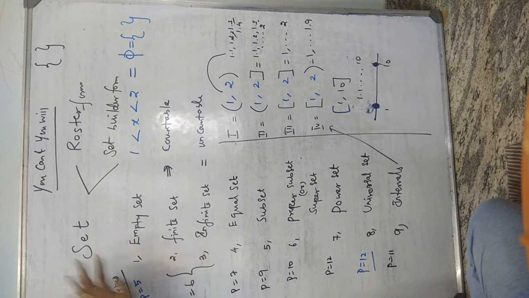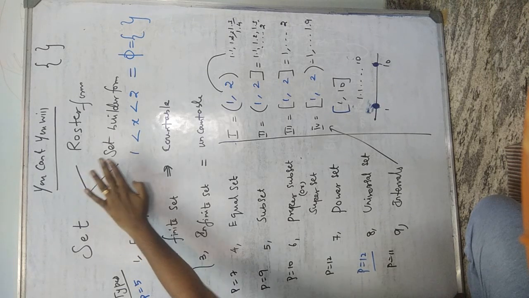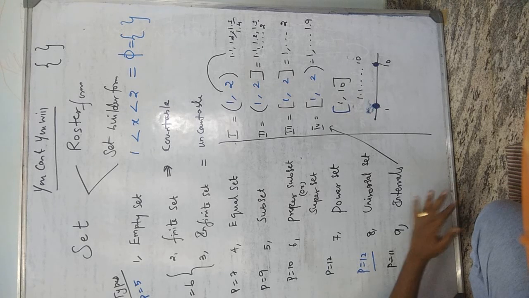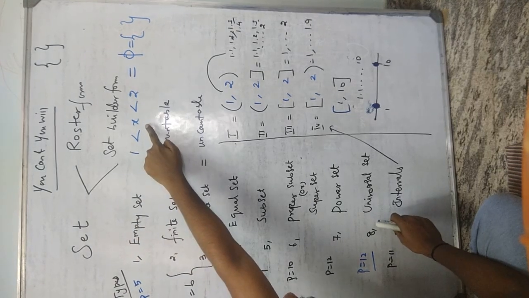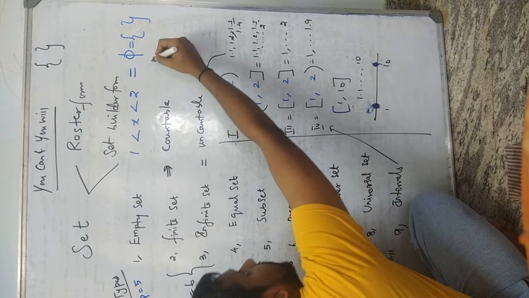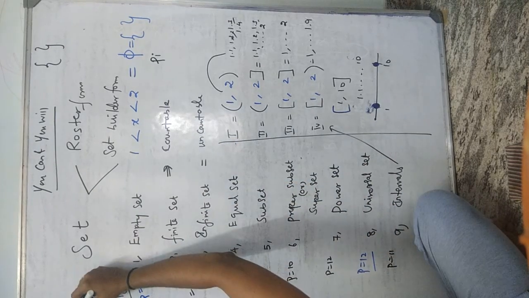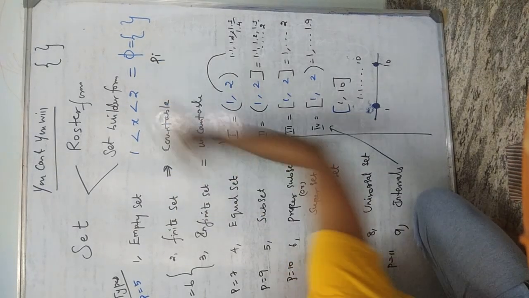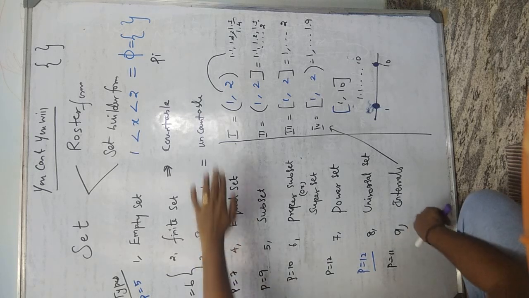One more time I will repeat. Set: collection of well-defined objects, which can be represented in two forms, roster and set builder form, which I will teach you. There are 9 types in your first chapter. Union, intersection, I will teach you. Empty set: one example I have given you, there is no natural number, so you have to put phi. This I forgot to tell you. This symbol represents the word phi. In class 10, you have represented pi, right? That's the irrational number, but this is just phi, a null set, void set, empty set. Finite set, the set which contains countable elements. Infinite set, the set which contains uncountable elements.